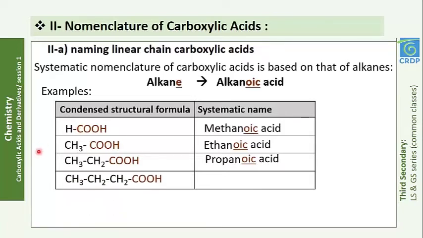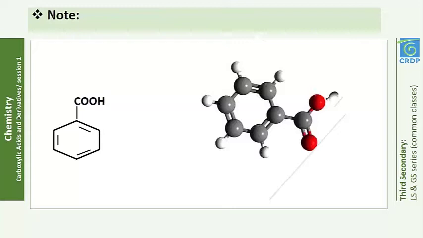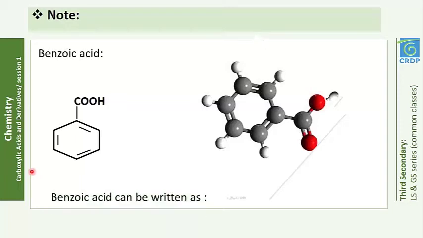This contains 4 carbon atoms, so its name is derived from butane. It will be butanoic acid. Let us consider this exception which you have to know. This is benzoic acid. Benzoic acid has the molecular formula C6H5COOH. It is not an open chain and not a saturated carboxylic acid, but you have to know it.